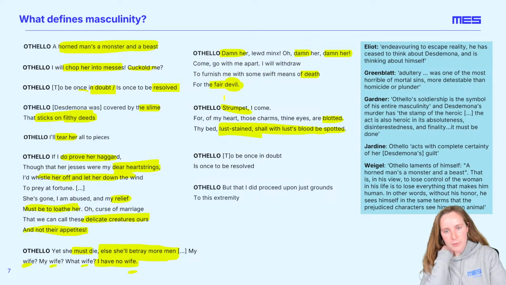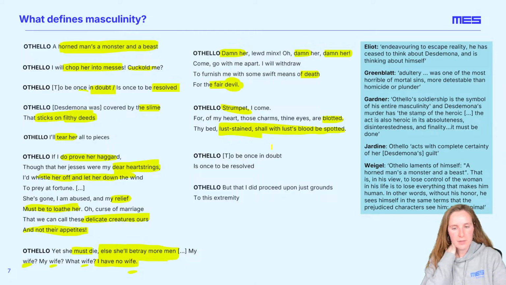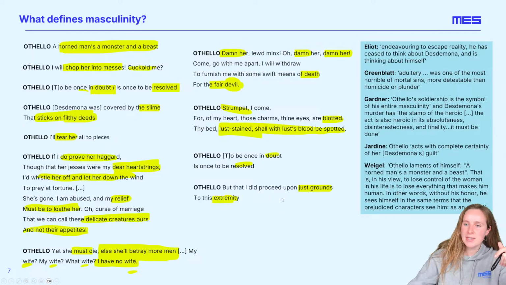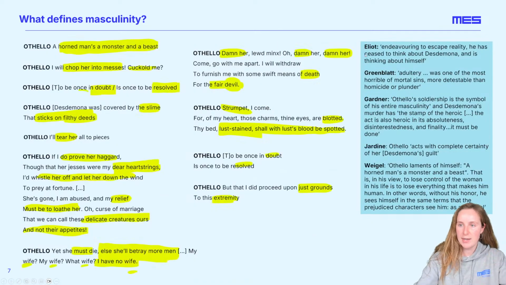So this idea then of him also thinking, well, your life is in my hands. Because you've insulted me, I will destroy you. And again, to be once in doubt is to be once to be resolved. So this idea of confirmation then, and taking it into his own hands, and then that I did proceed upon just grounds to this extremity. So he sees this as an extremity, but that he was just in pursuing this because she threatened his masculinity. Eliot, this is T.S. Eliot here, says, endeavouring to escape reality, he has ceased to think about Desdemona and is thinking about himself here.